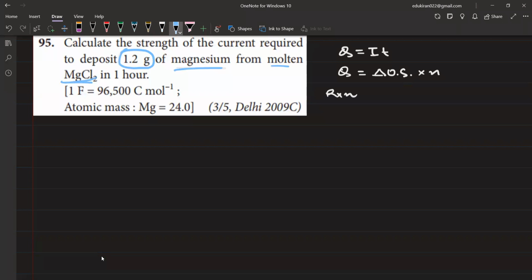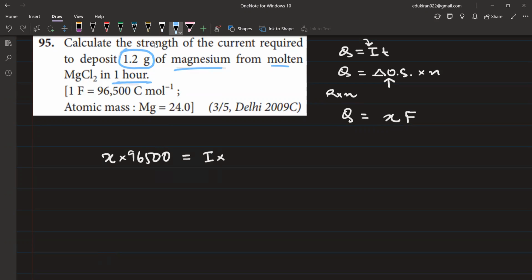So molten MgCl2 में हमारे पास Mg कौन से state में रहेगा? Okay, and then you have to write the reaction. After you have done the reaction, you will determine the delta OS. Once you have determined the delta OS, you will get the Q in the terms of something like X Faraday. And then what they're asking, calculate the strength of current. That means they're asking about the I. Once you have got the Q in X Faraday, you will just do X into 96500 is equal to I times time.